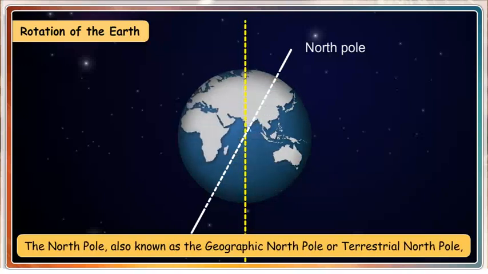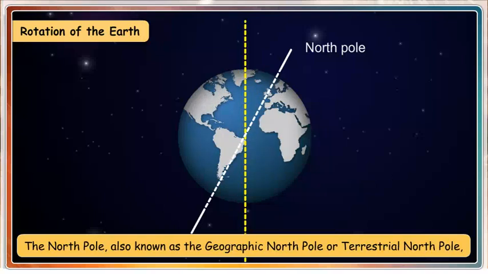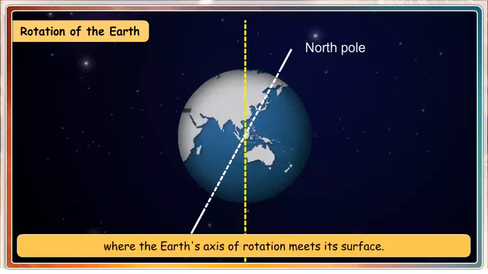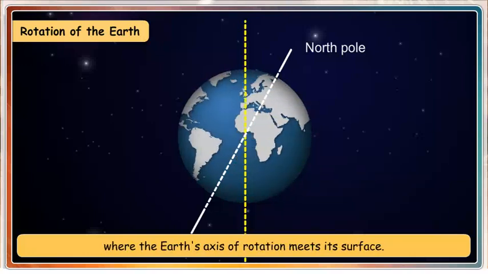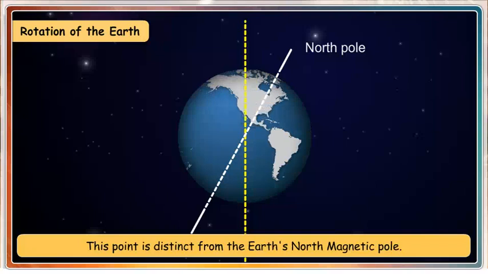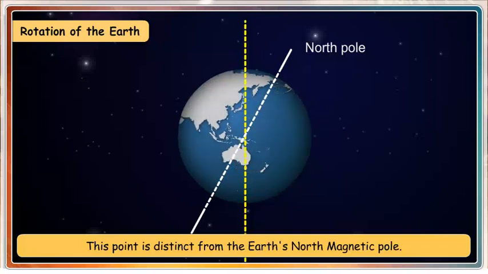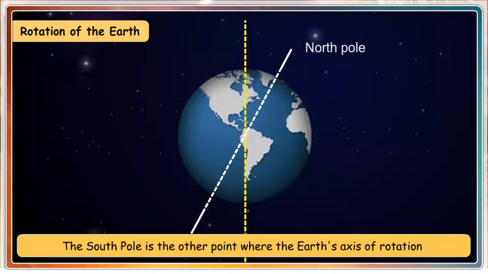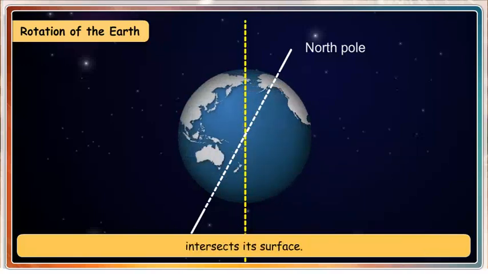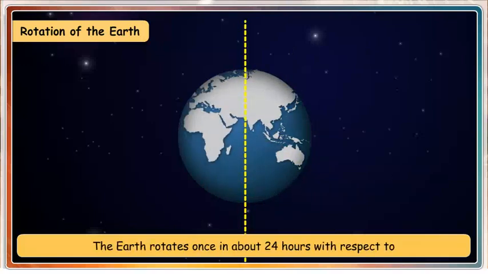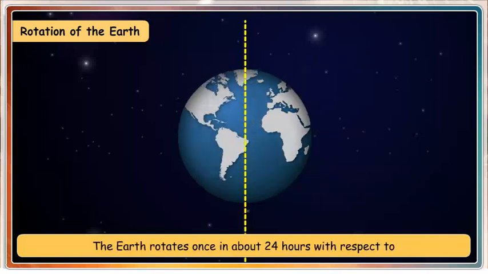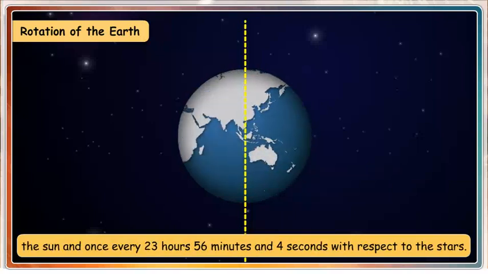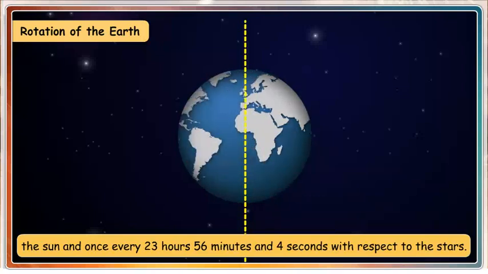The North Pole, also known as the geographic North Pole or terrestrial North Pole, is the point in the northern hemisphere where the Earth's axis of rotation meets its surface. This point is distinct from the Earth's north magnetic pole. The South Pole is the other point where the Earth's axis of rotation intersects its surface. The Earth rotates once in about 24 hours with respect to the Sun and once every 23 hours, 56 minutes and 4 seconds with respect to the stars.